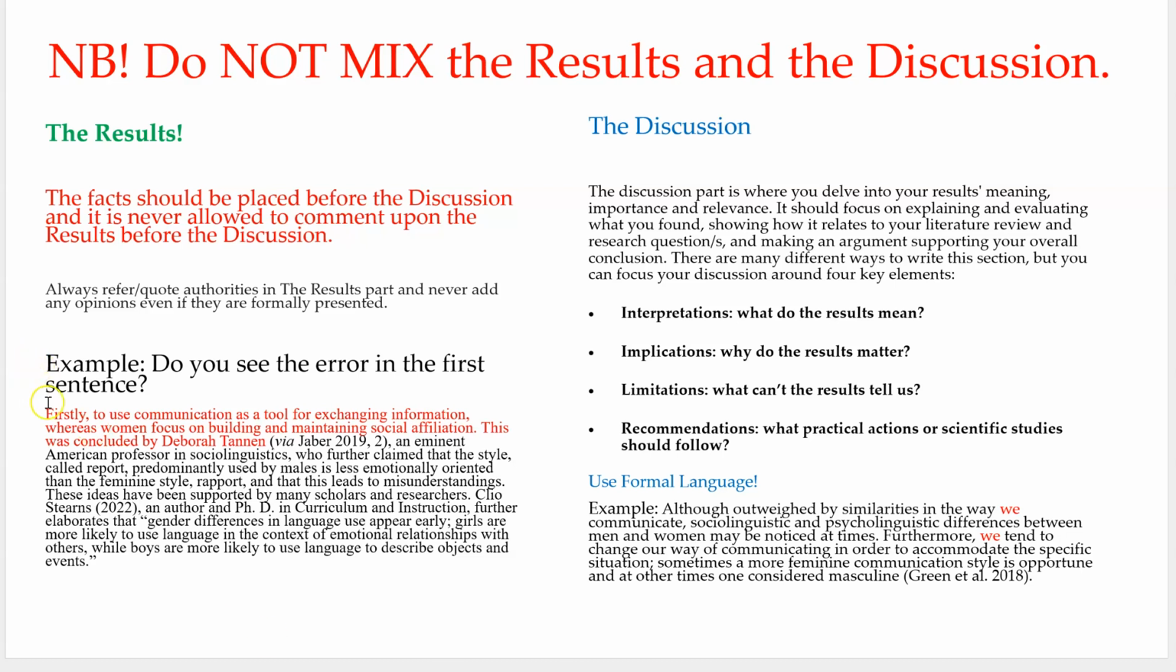Look at this example where the student has made a mistake. "Firstly, to use communication as a tool for exchanging information, whereas women focus on building and maintaining social affiliation." It seems like the student himself has drawn this conclusion, which is not true. It's Deborah Tannen. So if the student only had rephrased this sentence and referred to Deborah Tannen, there would not have been a problem.